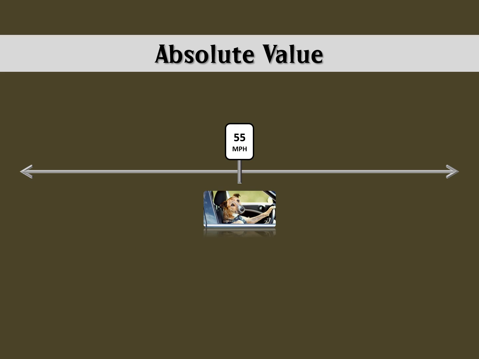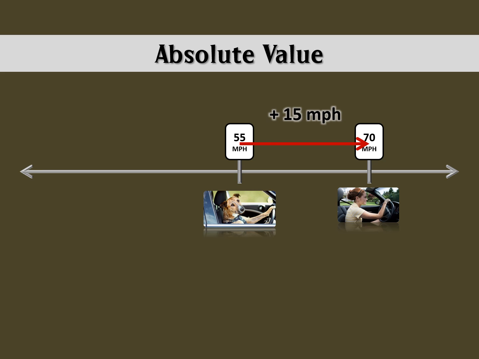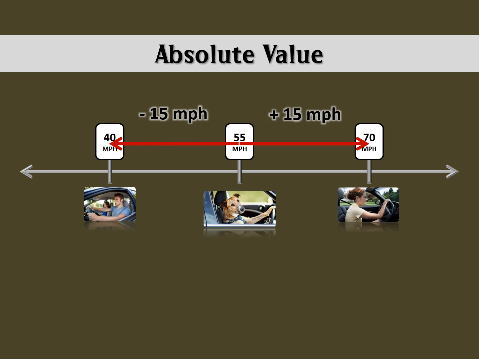Let's say we have a road where the speed limit is 55 miles per hour. This young lady is driving 70 miles per hour. This is a difference of positive 15 miles per hour because she's going 15 miles per hour faster than the posted speed limit sign. Now let's say that this young man is driving 40 miles per hour on the same road. His speed is 15 miles per hour less than the posted speed limit sign. We can represent this with a negative 15.